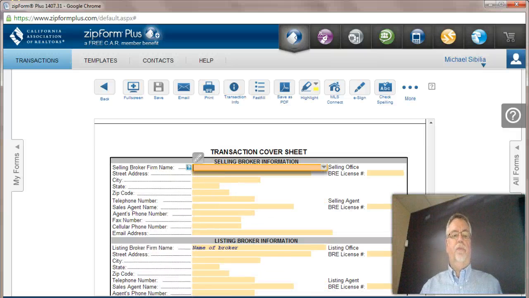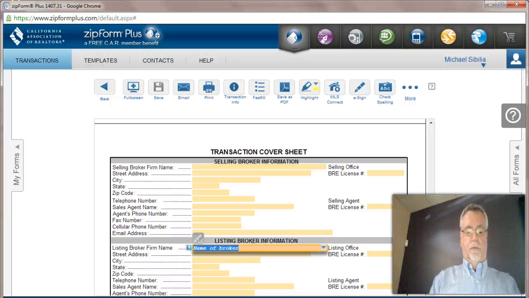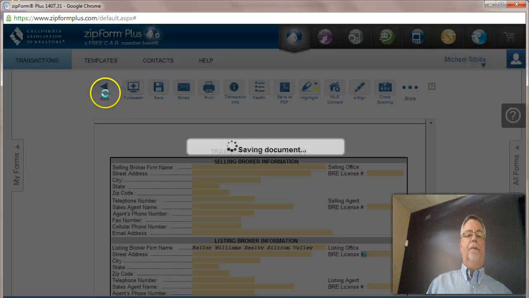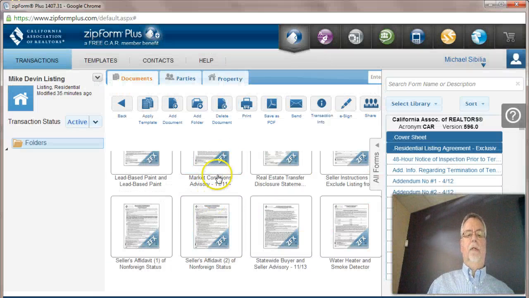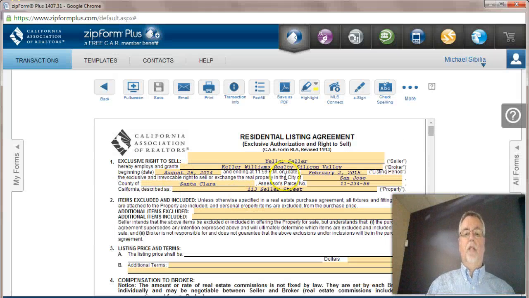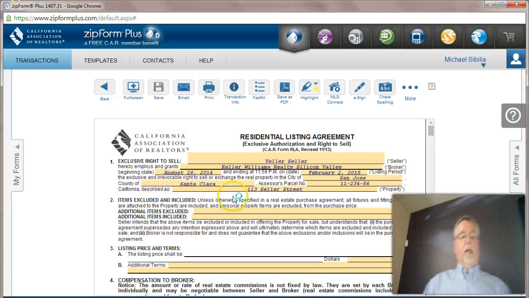So the selling broker firm. Now here, listing broker firm. All right, see that all fits, right? So we save it. We go back to the residential listing agreement. We look at the first page. It fits there. You're right, it does fit there. It doesn't fit on the purchase agreement. The purchase agreement will shorten it.